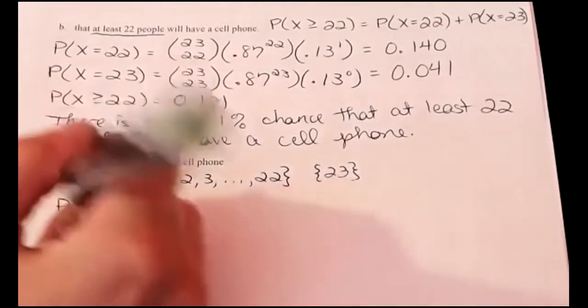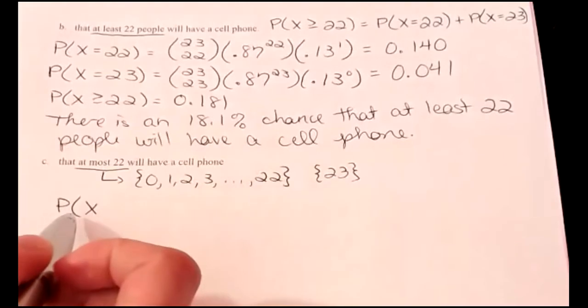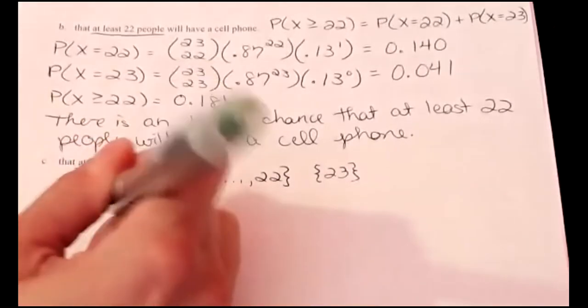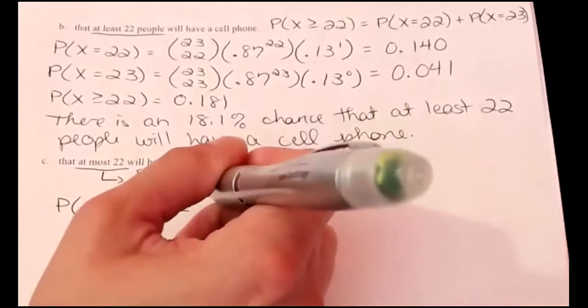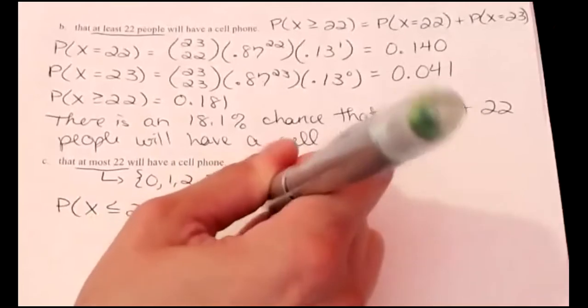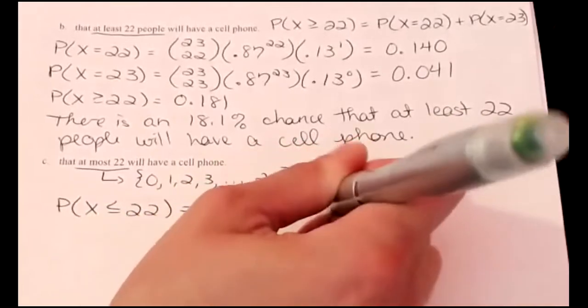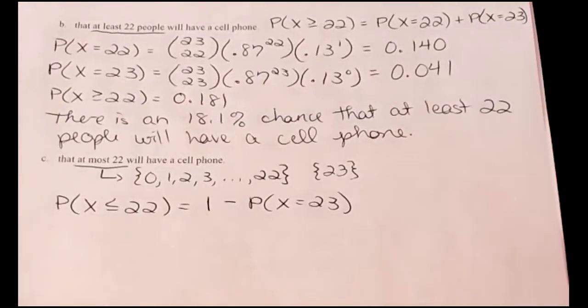That would just take way too long, unless you had some sort of computer software, which I'm going to show you. So anyways, we want to find the probability of at most 22, so less than or equal to 22. That's going to be the same as taking 1 and subtracting the probability of exactly 23. I hope that makes sense to you.